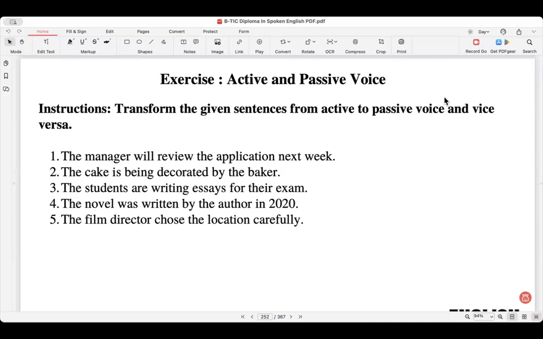Miss, can you please tell me the one example first? Yes, Fatima. Transform the given sentences from active to passive voice and vice versa. Some of the sentences are in the active form, you have to convert it into passive form. Some are in the passive form, then you have to convert it into active form. First, find out which sentences are active and which are passive. Do that before you convert it and then come back to me. Okay, miss.